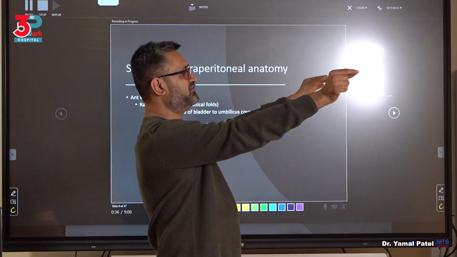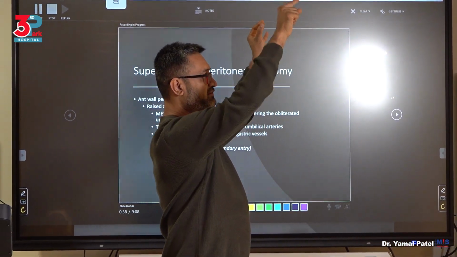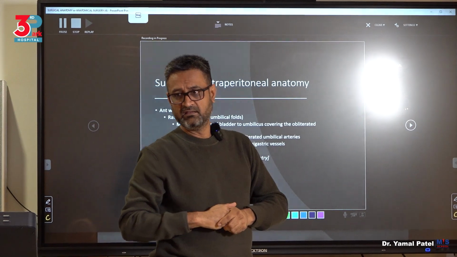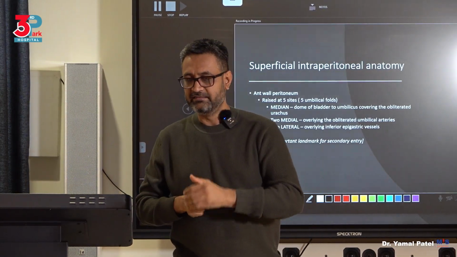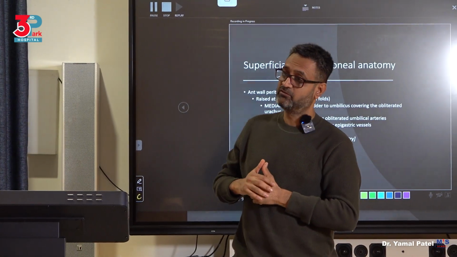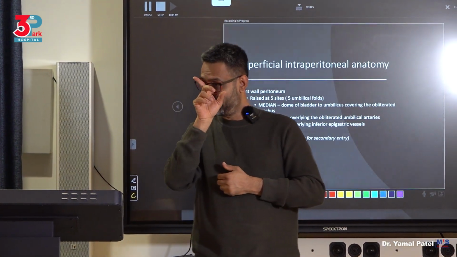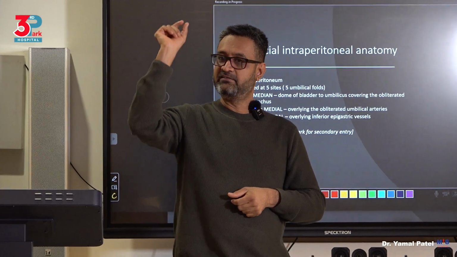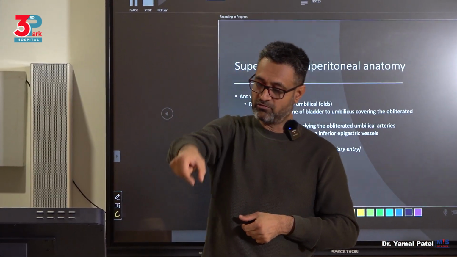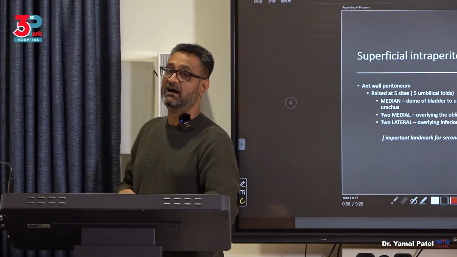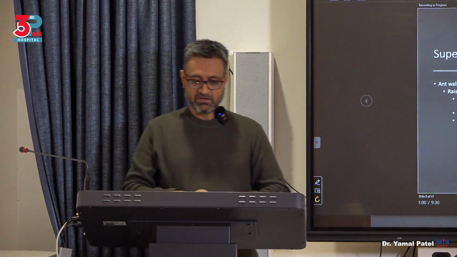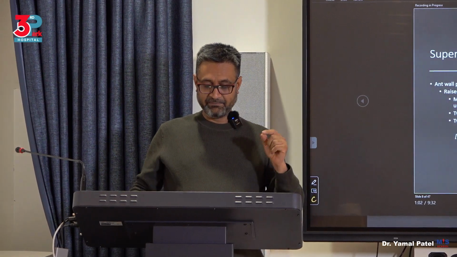Next to it, you'll see two folds over the peritoneum called the umbilical folds or the medial folds. These medial folds correspond to the obliterated umbilical artery. This obliterated umbilical artery, when you tug on it, is a continuation of the anterior branch of the internal iliac artery. Okay? So, that is the medial fold. Then we have two lateral folds.